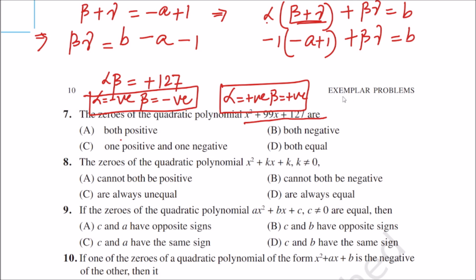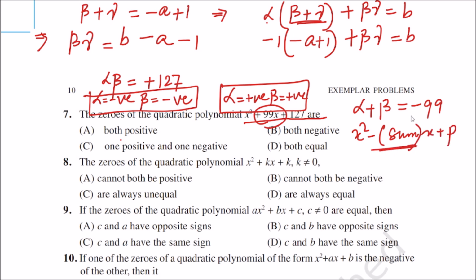Now coming to sum. Sum means alpha plus beta is equal to negative 99, because we write x square minus sum into x plus product. So it will be minus 99. When sum is minus 99 and both are either positive or negative, so what will be the option? That means both are negative. So alpha and beta both are negative. B is the answer.